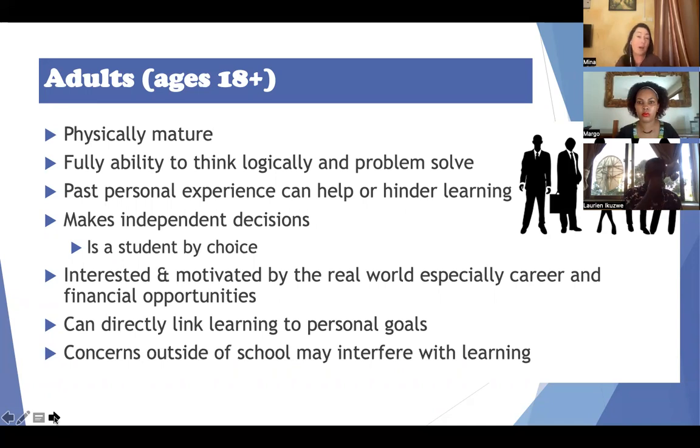The outside world may also interfere with their learning. Of course, this is true for any age. What's going on at home can interfere, but we know adults have a lot more responsibilities. They may have a job outside of school. They may be responsible for bills. There's a good chance they have children of their own at this point as well.